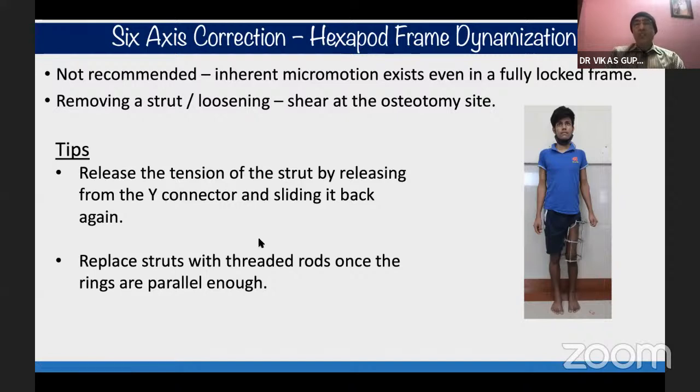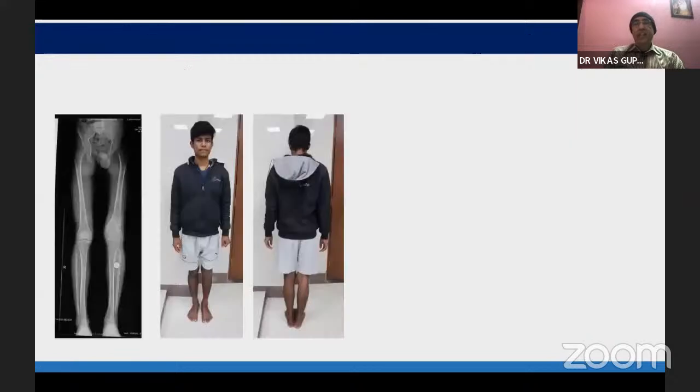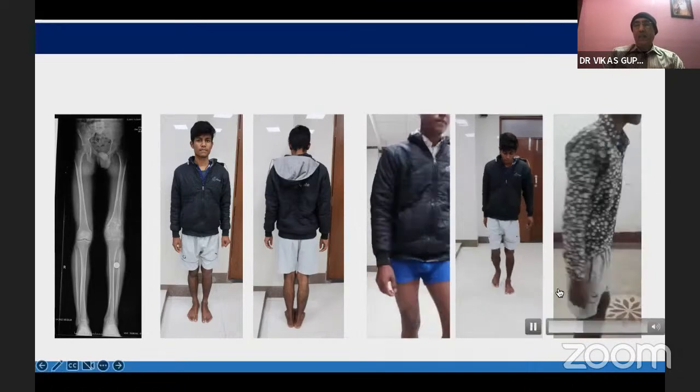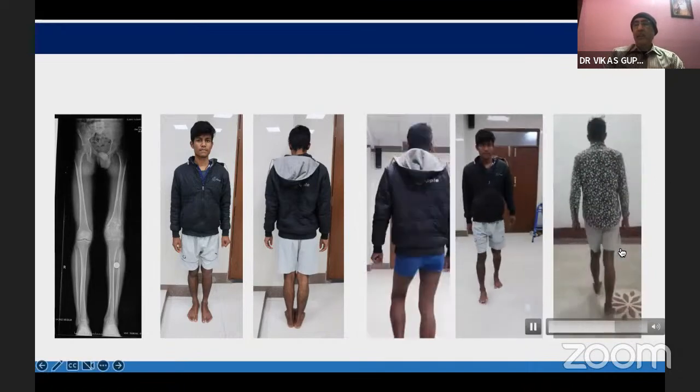However, what I do is, once these rings become parallel, I replace struts with threaded rods. So now you can dynamize like a conventional Ilizarov. These are some of the ways of dynamizing it. So this boy, you could see that he had an excellent correction with restoration of length. That's pre-op and post-op. And this is the recent video which he has sent.